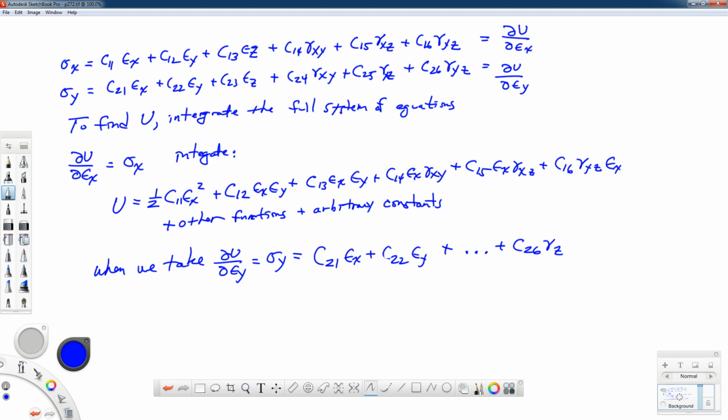And so, in order to have that kind of a term, U must have a term like 1/2 C22 epsilon y squared in it. And the terms that are first order will go away. So we can't have any term that looks just like a constant times epsilon x, because that has to disappear as well.